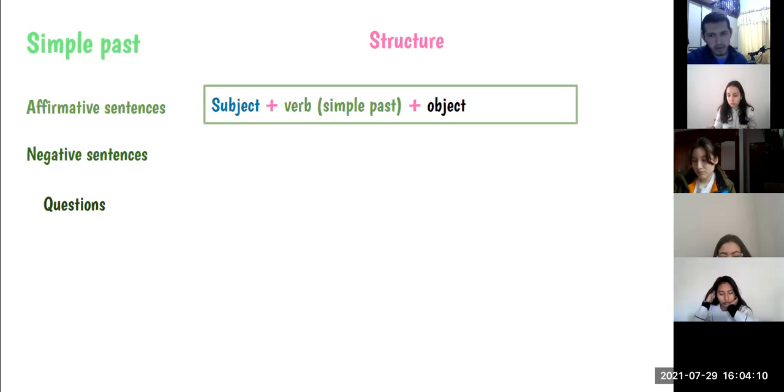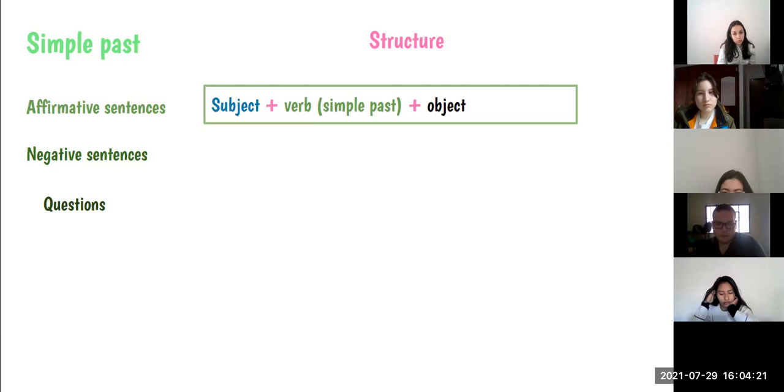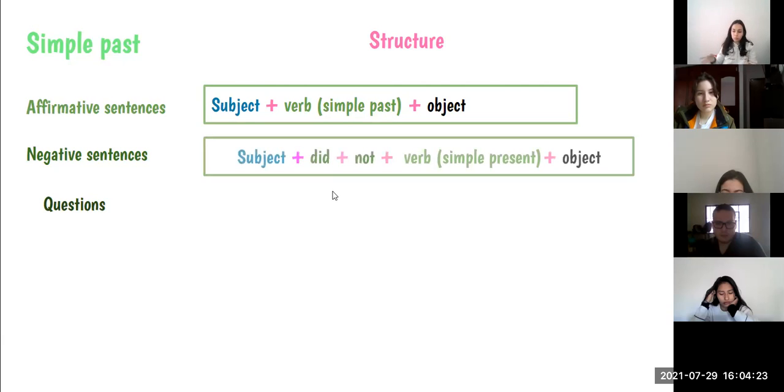Subject, didn't. After the subject, the auxiliary verb didn't, and the verb in the present form, right? Very good. Yes, we use the auxiliary verb did, but in the negative form. We can say did not or didn't, right?